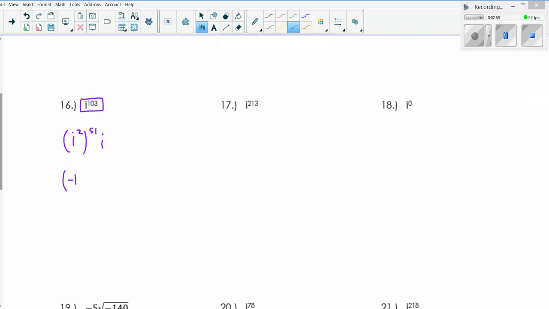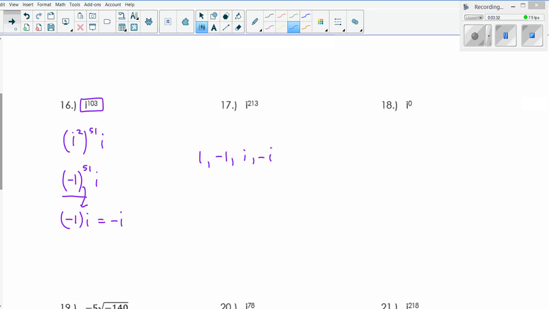I again say that i squared is -1, raised to the 51st, times i. Okay, well this, -1 to the 51st power, because it's odd, is going to end up having an extra negative left over, times i. Okay, so this is what I get. So -1 times i is just -i. Okay, remember there's 4 possibilities. You're either going to get a 1, a -1, an i, or a -i, depending on what your exponent is.